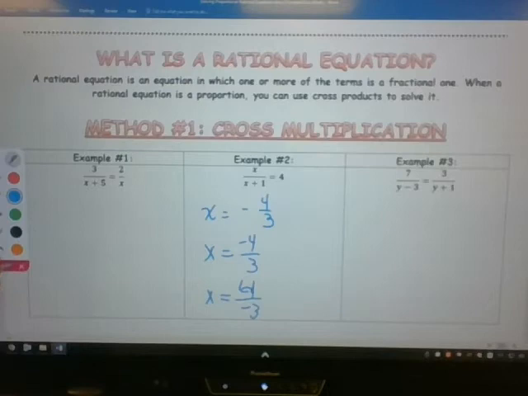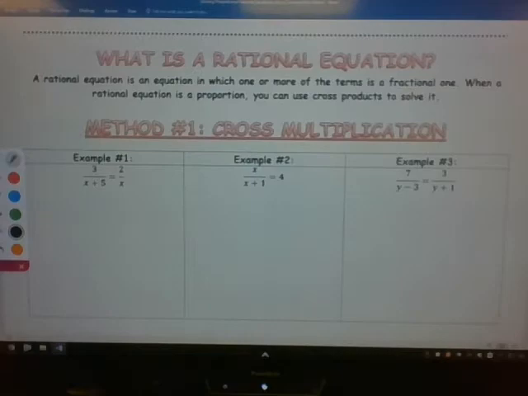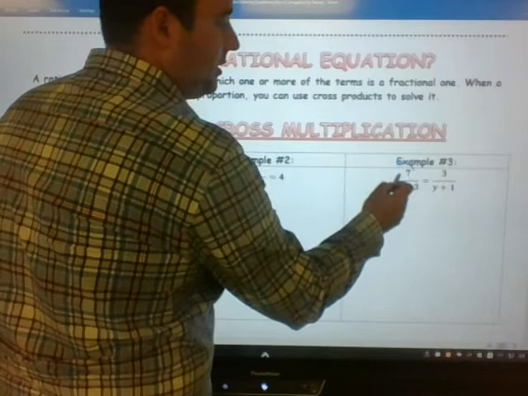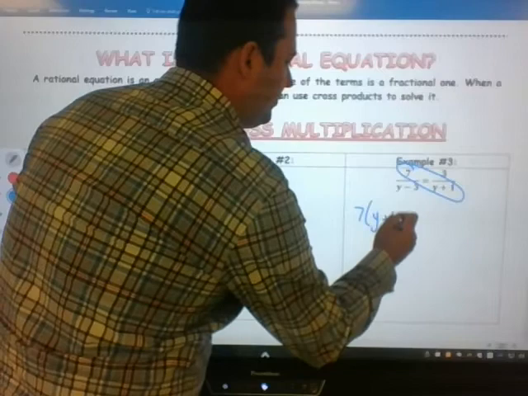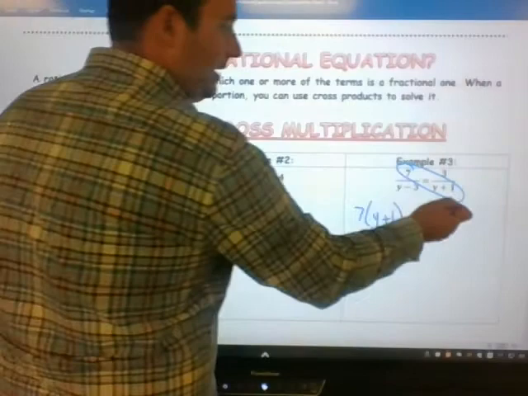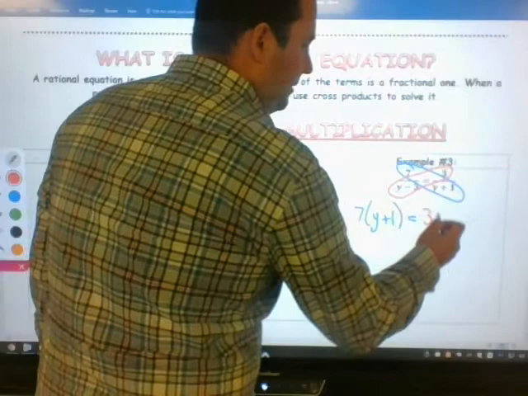Okay, next let's look at example 3. Example 3, you already have fractions. You have 7 over y minus 3 equals 3 over y plus 1. So first we'll cross multiply. So we have 7 times y plus 1. A side note, you could do the other one first. I tend to always go from the top left to the bottom right when I start, but it's not wrong. So we have 3 times y minus 3.